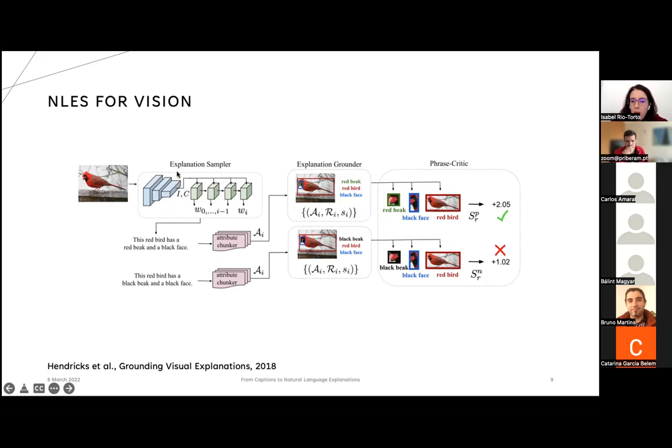And so the idea here is that this explanation grounder would give us a set of regions and scores for each attribute. Then these would be fed to a phrase critic, and this phrase critic basically encodes these attributes with, for example, an LSTM, and would give us a regression score of the final relevance of each explanation. And so we would choose the one with the highest score. Exactly. So here the authors try to introduce this explanation grounder to ensure that the attributes mentioned in the sentences are actually present in the input image.